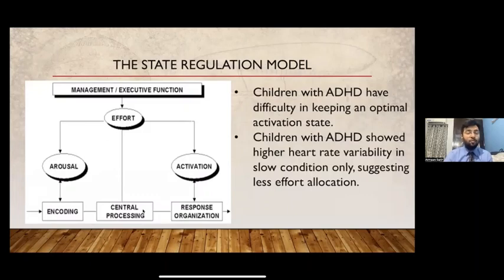This was seen even more in slow tasks, which were assigned to these patients of ADHD, in which the suboptimal arousal and activation state became even more prominent and pronounced. So in such patients, it was seen that less effort was allocated, and as a result, clinically it was seen that children with ADHD showed a higher heart rate variability in the slow condition only, suggesting less effort allocation. So it was hypothesized that children with ADHD have a difficulty in keeping an optimal activation state.